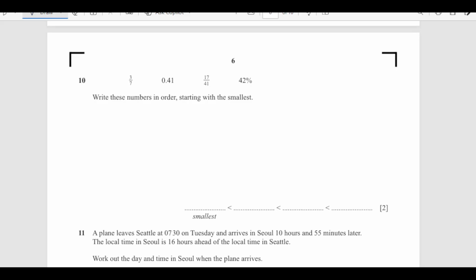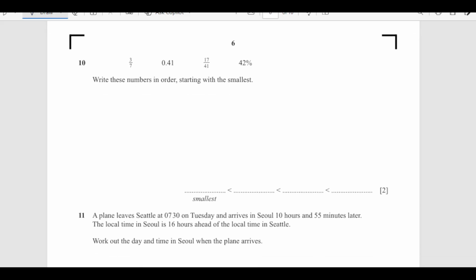Now number 10, write these numbers in order starting with the smallest. So as you see, we have the numbers in different forms: fraction, decimal, fraction, and then percentage. So we can convert them easily into decimals or percentages. If I convert this into a decimal, I just divide and I get this one here. This is 41. I will put 2 zeros to make it 4 decimal places. 17 divided by this is 0.4146. Then this is 0.4200.